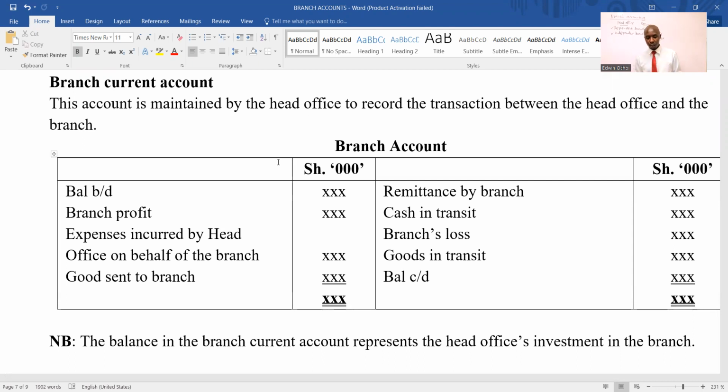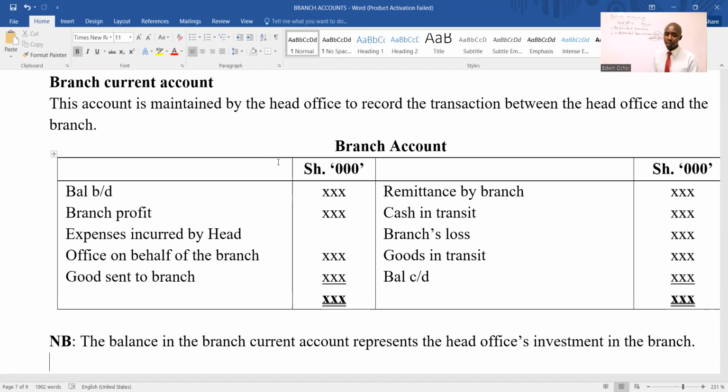You will come to understand this account well once I do an illustration. For now, what you need to know is who maintains the branch current account and why it is maintained. The person who maintains the branch current account is the head office, and the balance of the branch current account represents the head office investment in the branch.